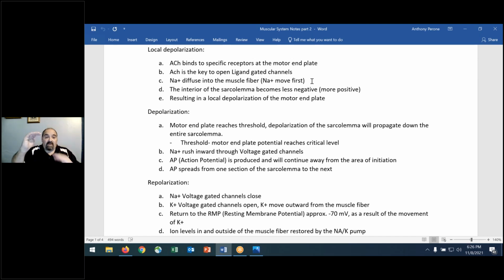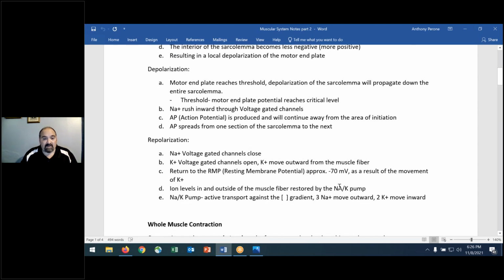But to go from low concentration to high concentration, we think of, look down here, the sodium potassium pump. That's moving 3 sodium ions outward, 2 potassium ions inward. It's going against the concentration gradient, so it's an active transport. We need energy to do that because we're going against the concentration gradient.